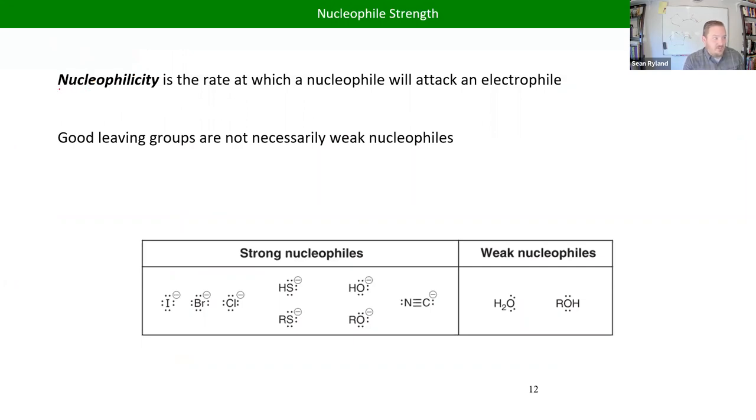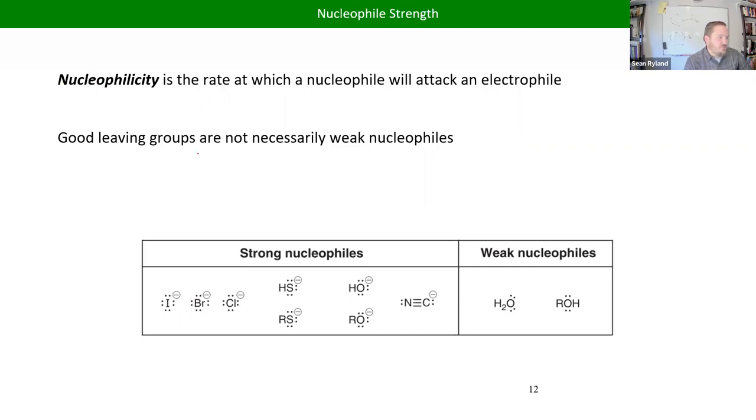Let's talk a little bit about what makes a good nucleophile, since that was one of the things that can affect which mechanism we go through. We use the adjective nucleophilicity, which is a mouthful, but it just means how strong is your nucleophile, or how attracted is your reactant to a positive charge, to put it in even more basic terms, right? That's what a nucleophile is: it's a molecule that's attracted to a positive or a partial positive charge.